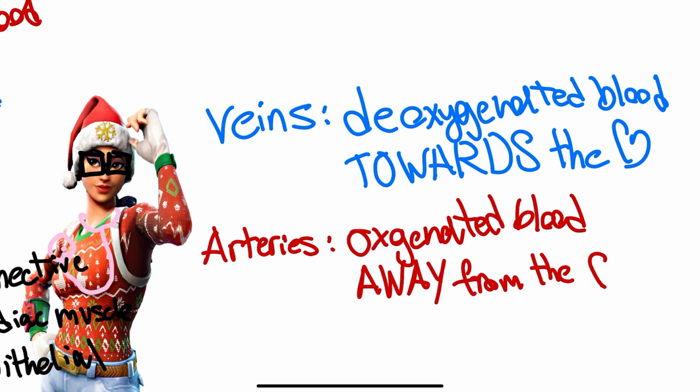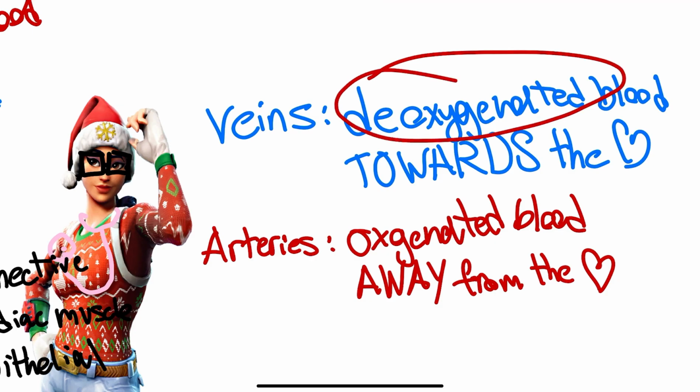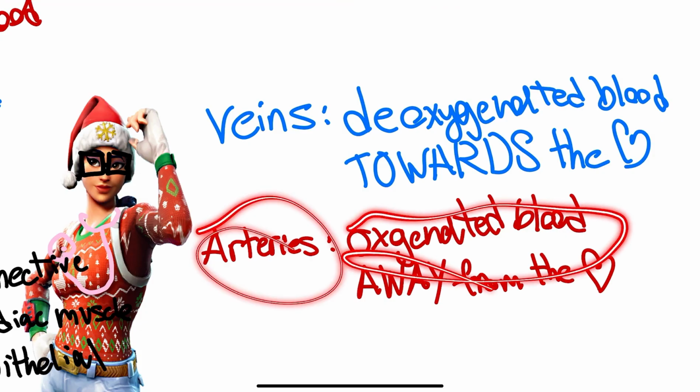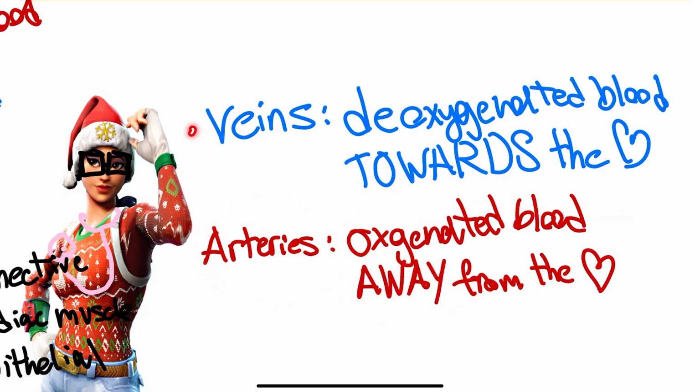So let me do the nicer heart. Okay, hold on. There we go. So your veins are going to bring deoxygenated blood towards the heart. And then your arteries are going to bring oxygenated blood away from the heart. So veins, deoxygenated, arteries, oxygenated. Veins towards the heart, arteries away from the heart.